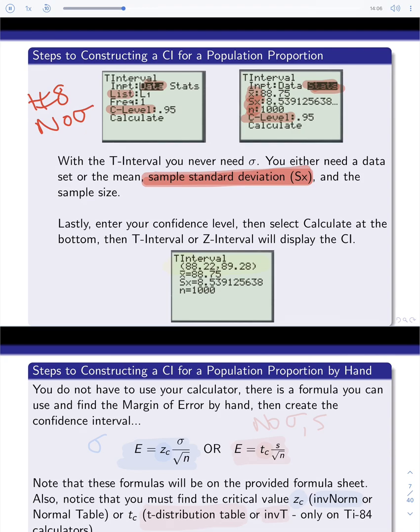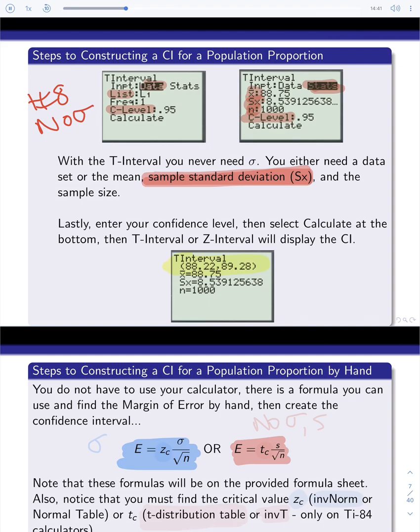Okay, then you can press calculate, and for either the Z interval or the T interval, the first thing that gets spit out is your confidence interval. So that's how you would use your calculator. You can also do any of these problems by hand. It's up to you. Doing it by hand means you need to actually figure out which error formula you're going to use, either the Z's or the T's.